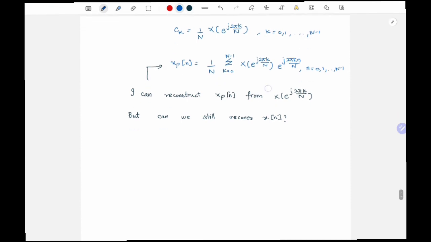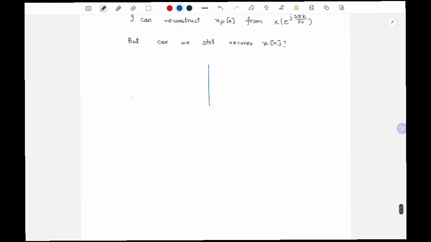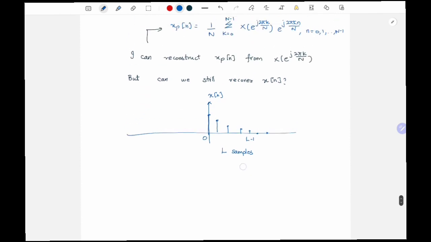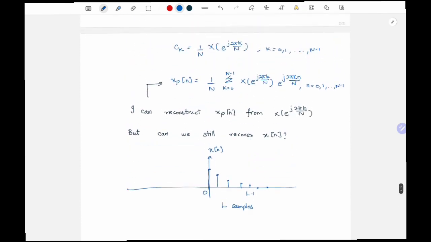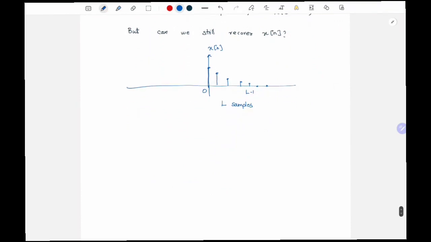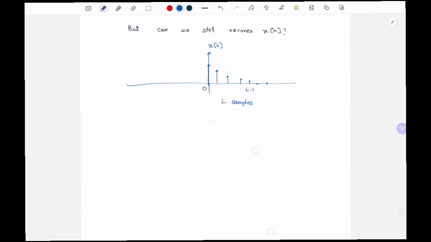So we'll take an example. So let's say my x of n is having some L samples. Okay, then it is 0, so 0 to L minus 1. It has L samples. So now I am sampling my frequency domain using N samples. So we saw that then xp of n becomes periodic in N.